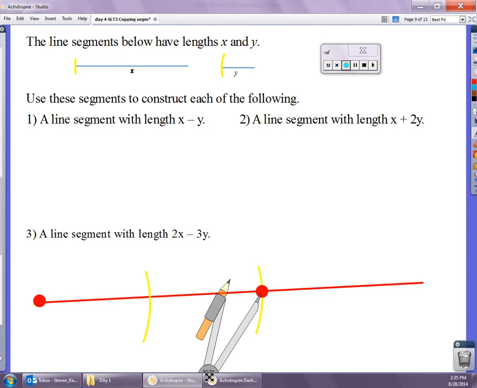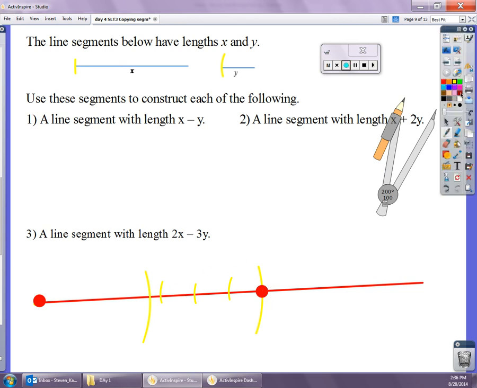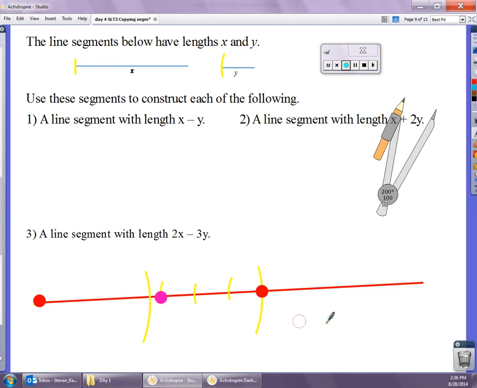But now I'm going to go backwards because I'm going to subtract 3y. So from there to there is one of the y's. Then I'm going to go back another y. Where that hits, that's actually 2y. And then from here, I'm going to draw my third length of y. So from this endpoint to this point right here, which I'll mark in pink, this represents the length of 3 times y. But I'm going backwards because I'm taking it away from the 2x.